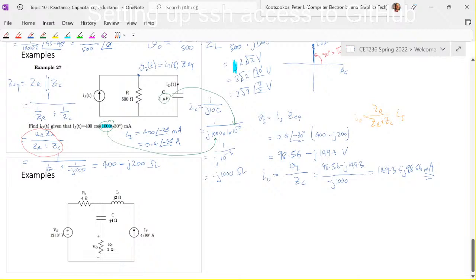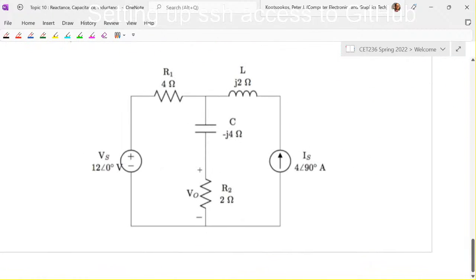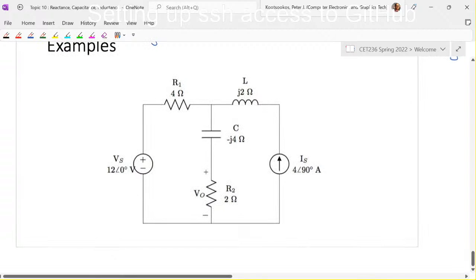So Michael, how do you think you'd approach this question? Let's just change the capacitor to a resistor, change the inductor to a resistor. Just think about it that way at first.